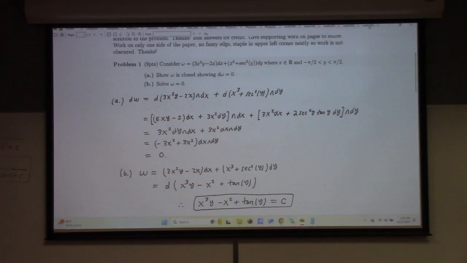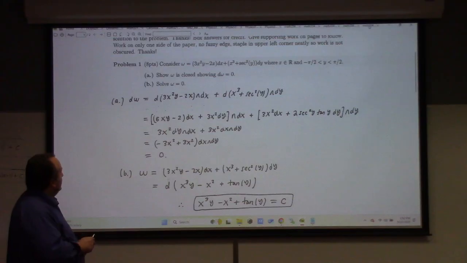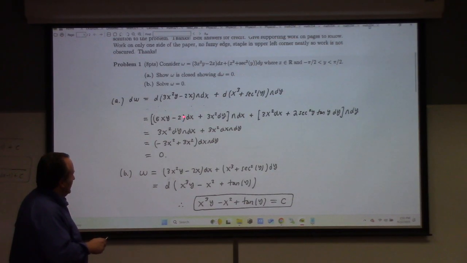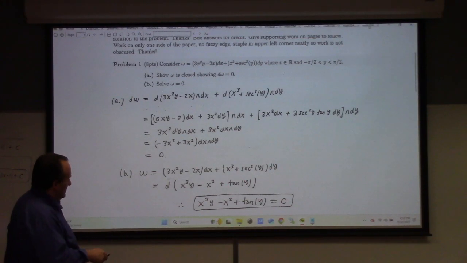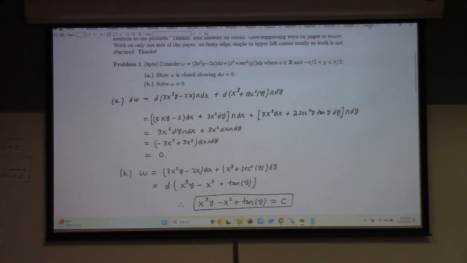So in part A, d omega was 0, and that is because you end up with that. Take the exterior derivative of this and that. The exterior derivative amounts to taking the differential of this and that, wedging it with dx and dy, which ends up giving me this. But omega is nothing more than the differential of x cubed y minus x squared plus tangent y. So therefore, this equal to a constant is the solution of omega equal to 0.